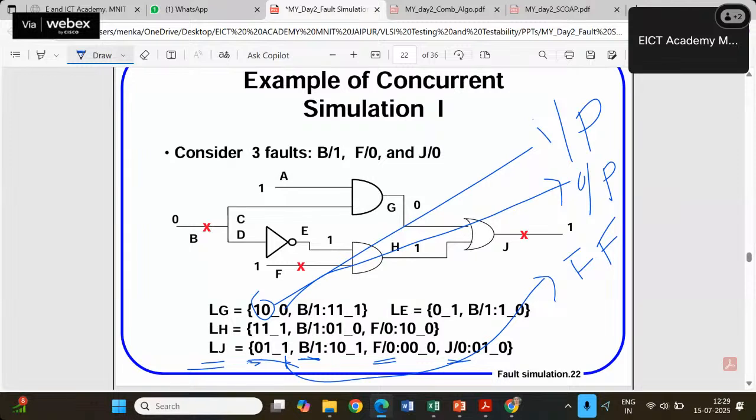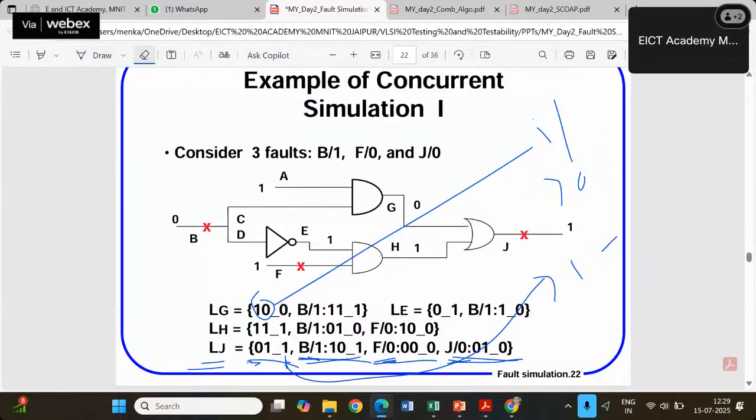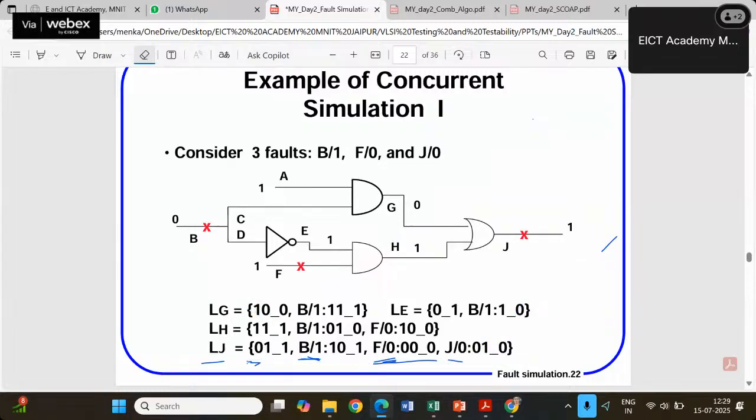Again, if B stuck at 1 is also propagating through this, another 3 bits are required for this fault. Another 3 bits are required for this fault, and another copy of the gate, 3 bits, is required for this fault. So in this fashion, this covers all the faults available and it retains the copies of all faults. So it is simulating all faults in one. Okay, let us understand how it is going to work.